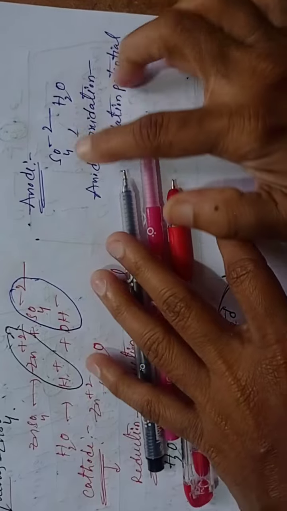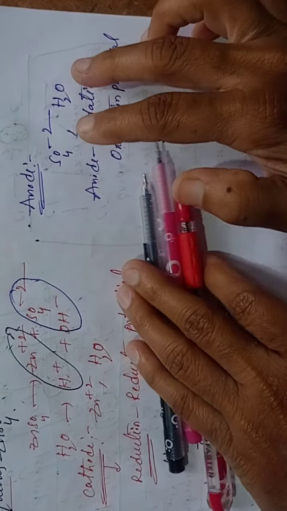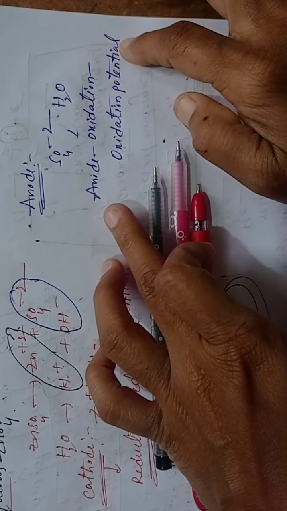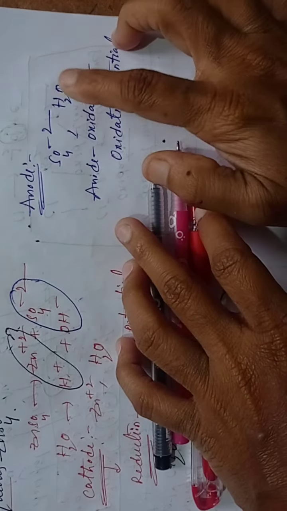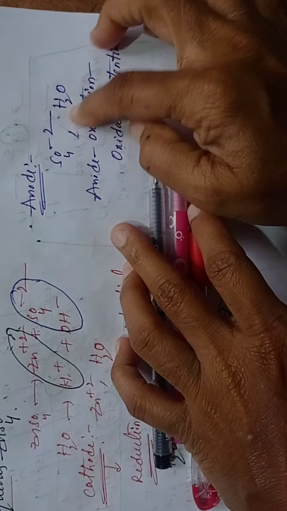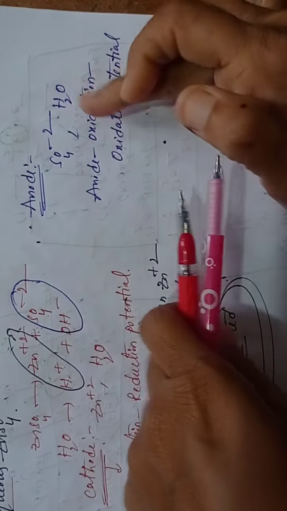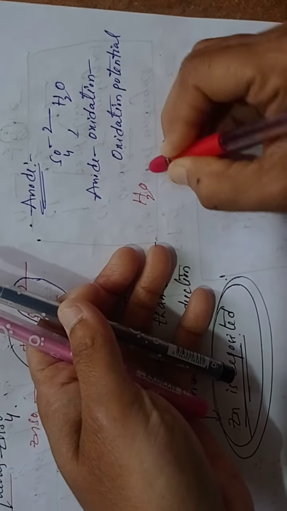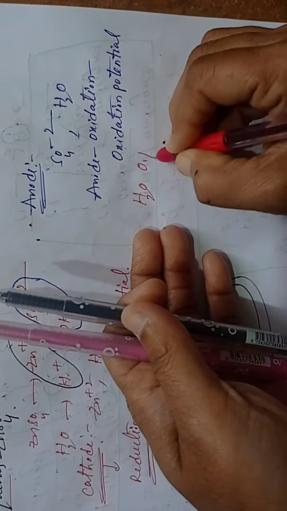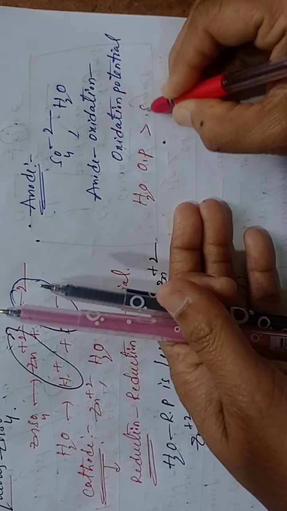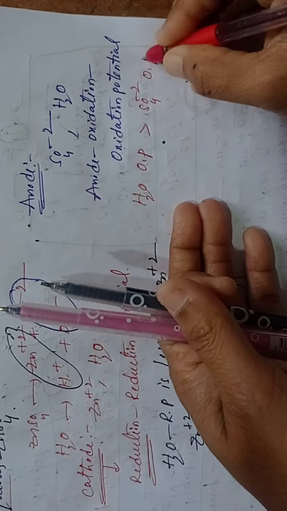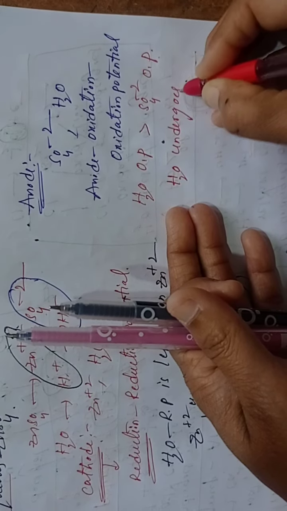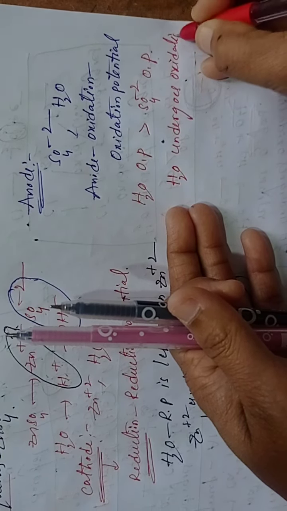Now see, students, these two are anions. So here at the anode we know that the oxidation reaction is taking place, so oxidation potential will be there. If you see the oxidation potential of water and SO4 2-, the water oxidation potential is more. So that's why water undergoes oxidation. Are you following? Water oxidation potential is greater than SO4 2- oxidation potential, so water undergoes oxidation.